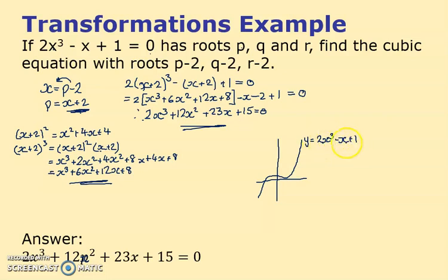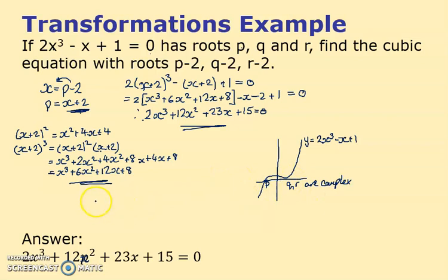y equals 2x cubed minus x plus 1. And what I wanted, well, it had roots. Now, admittedly, I think one of them, that's the p. The q and the r, it seems, are both complex. They are complex roots because it doesn't actually come down and touch it again, but they're associated with that.